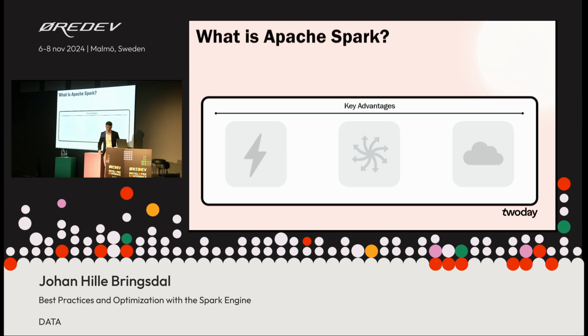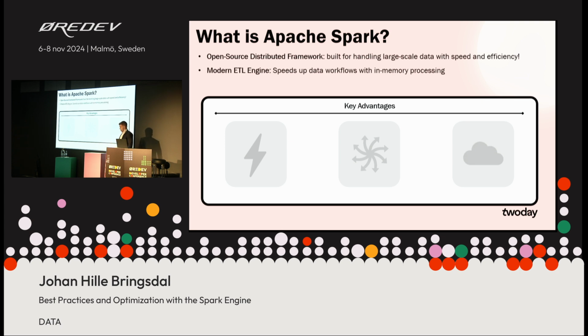So what's Apache Spark? Apache Spark is an open-source distributed framework which is built for handling large-scale data with speed and efficiency. It's sort of a modern ETL engine, similar to what we've seen on older solutions. So it's an extract, transformation, and load engine, which speeds up your data workflow by taking advantage of in-memory processing. It's developed by the team that also has Databricks, which is a platform as a service, which is primarily where I have been working in notebooks, writing in Python or PySpark. And they have a lot of initially proprietary features, but they usually tend to become generally available later on.